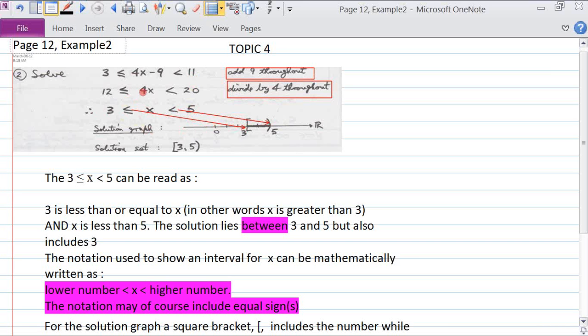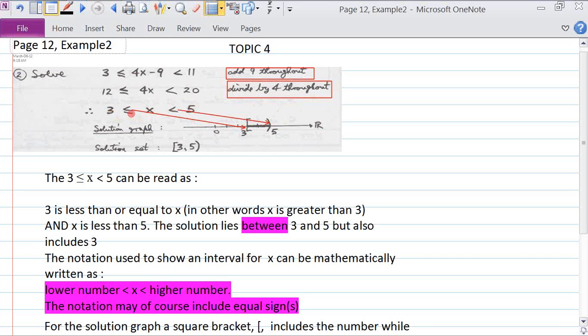Now I'm going to divide. I don't want 4x, I want x. I'm going to divide this by 4. Well, if I divide that by 4, I have to divide the 12 by 4, which gives me 3. And I have to divide the 20 by 4, which gives me 5. So this says 3 is less than or equal to x, which is less than 5.